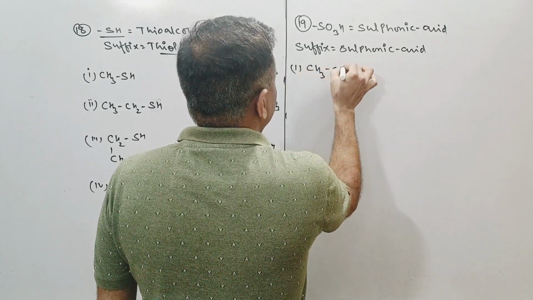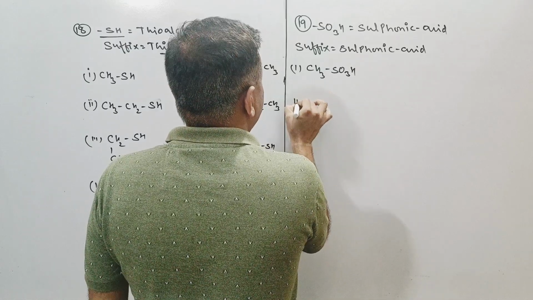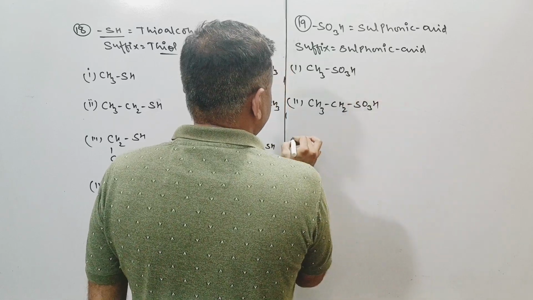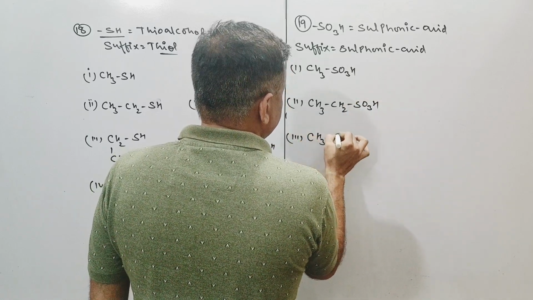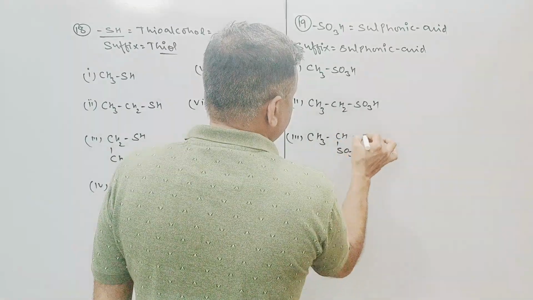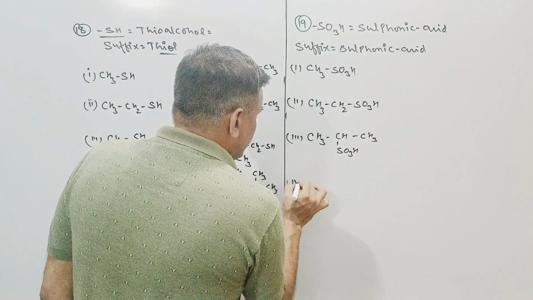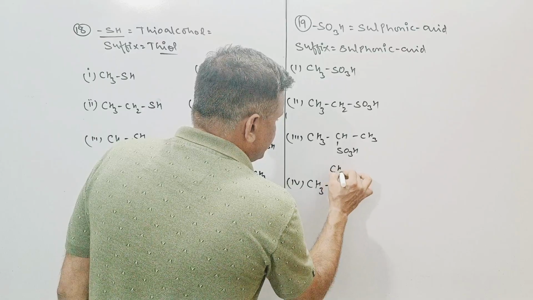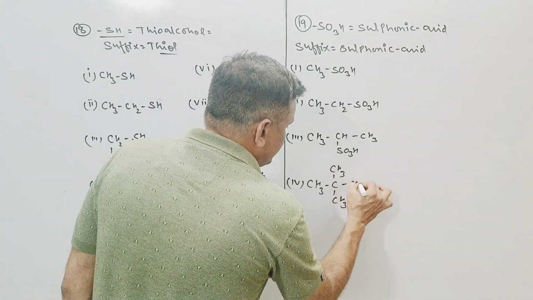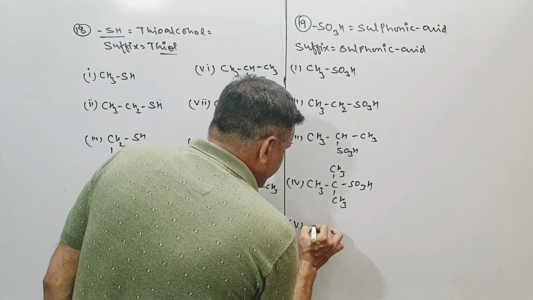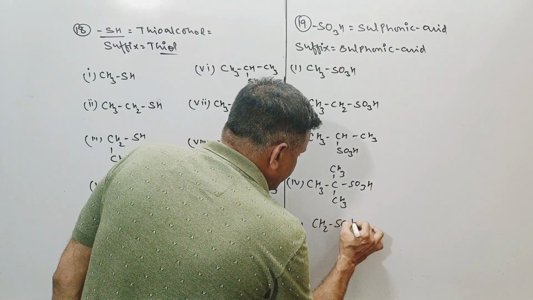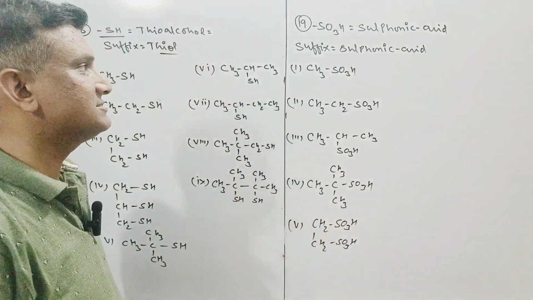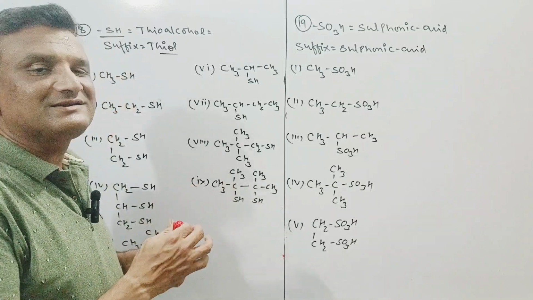So CH3SO3H. This is the second compound. We can take as follows: CH2SO3H. This is the third compound. CH3CHSO3H, and this is the CH3. This is the fourth compound. CH3, this is the CH3, this is the CH3, and this is the SO3H. This is the fifth compound. CH2SO3H, CH2SO3H. These are some of the practice regarding sulphonic acid, because there are just a few practice compounds.